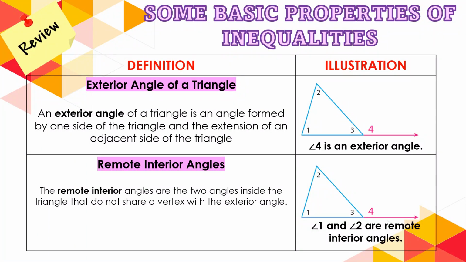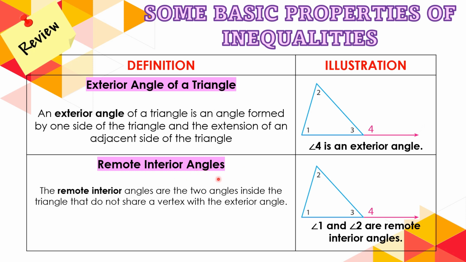Exterior angle of a triangle. An exterior angle of a triangle is an angle formed by one side of a triangle and the extension of an adjacent side of a triangle. In the given illustration, angle 4 is an exterior angle.